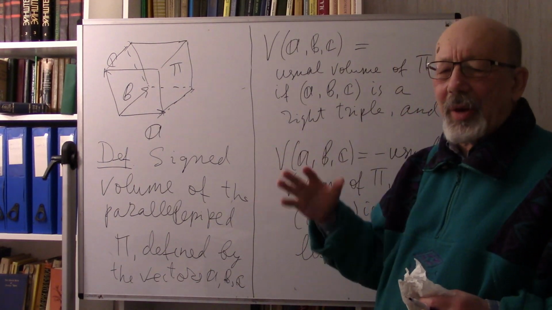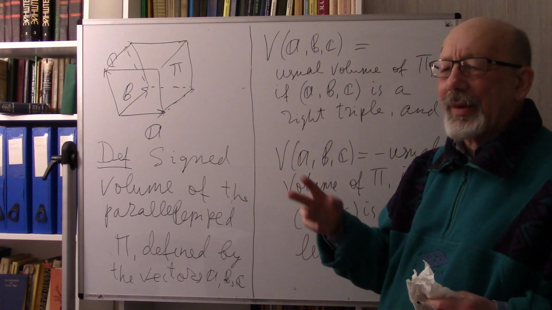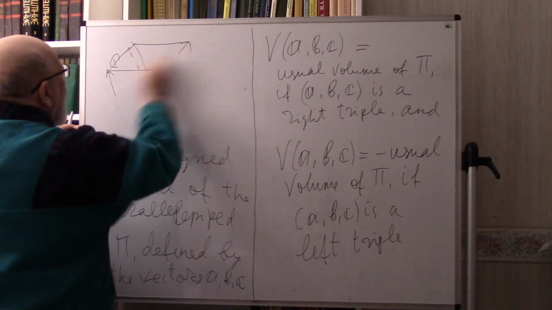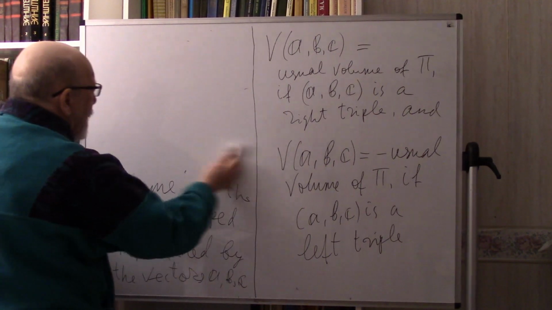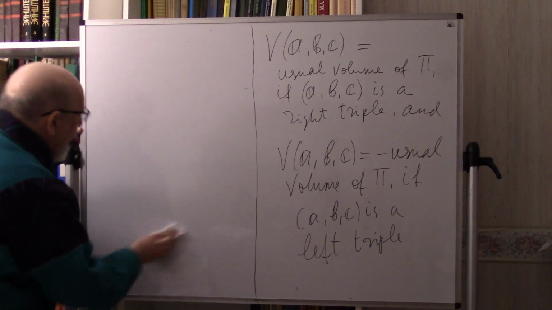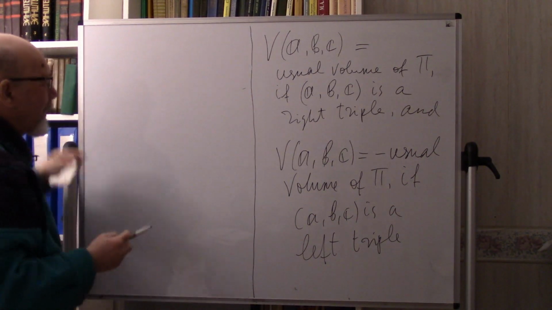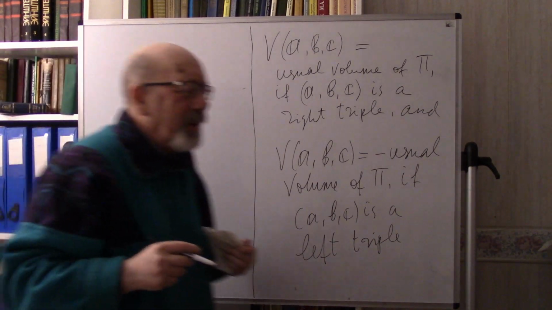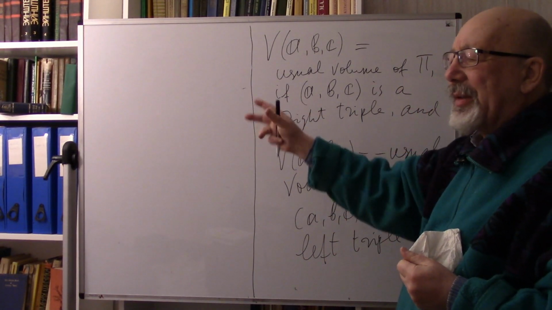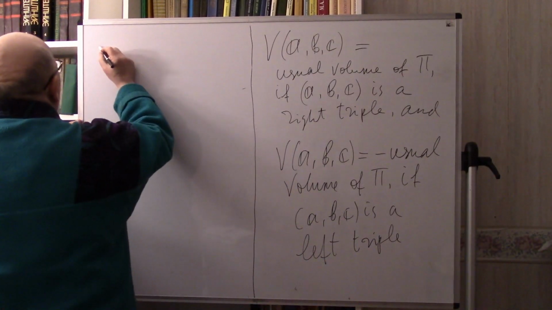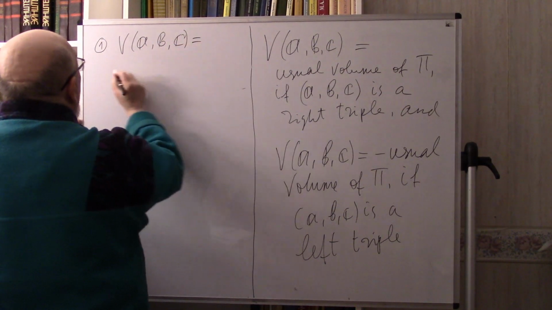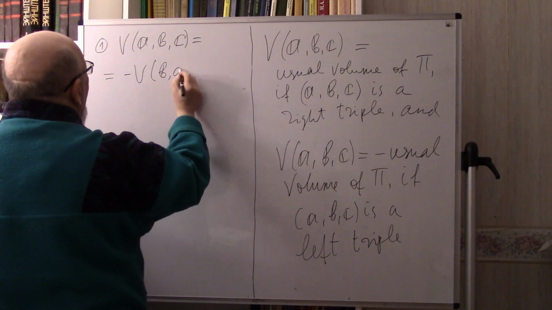It is a definition similar to the definition of the right and left pairs of vectors in the plane. And now we have this function V of A, B, C. So this is a function of three vectors. It depends on A, B, and C. So which properties does it have? First of all, the main property is how it behaves when you change places of two arguments. So the first property: V of A, B, C equals minus V of B, A, C.